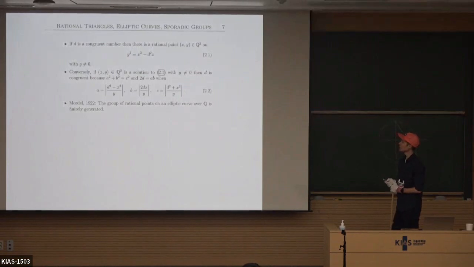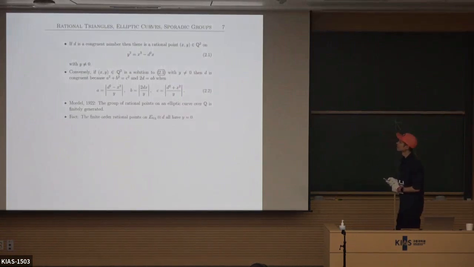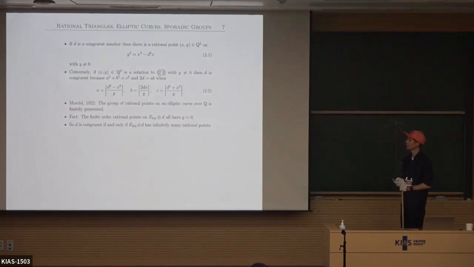Okay, now the rational points on an elliptic curve form a group, and that group is finitely generated thanks to more recent work of Mordell. And it's a fact that the rational points of finite order with respect to this group structure all have y equals 0. That's something you can check. So what have we found? We found that d is congruent if and only if this elliptic curve has infinitely many rational points.